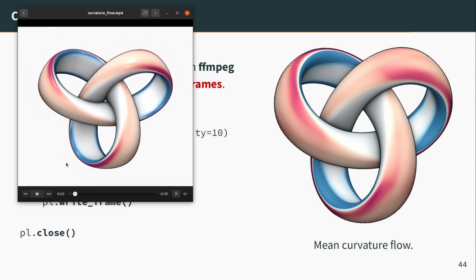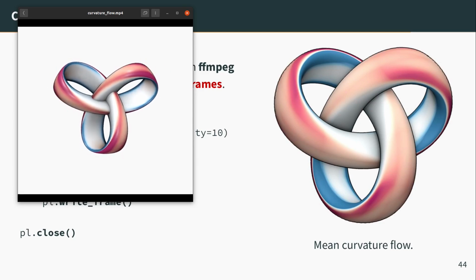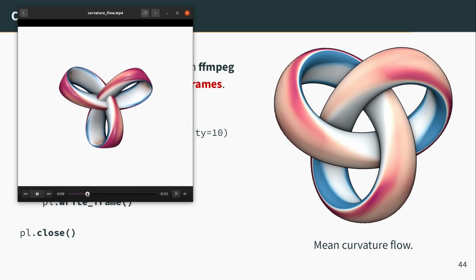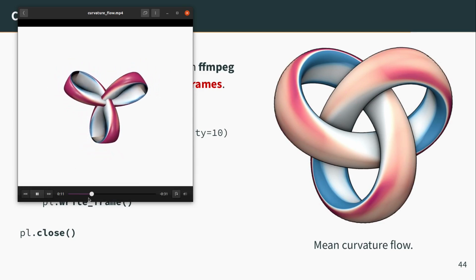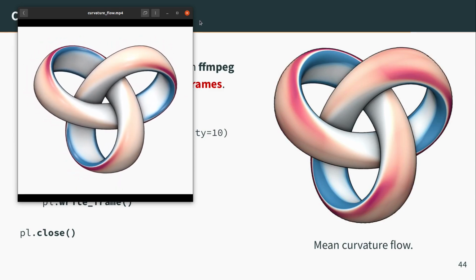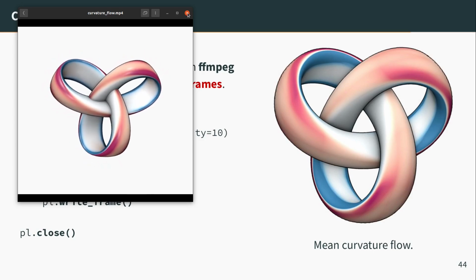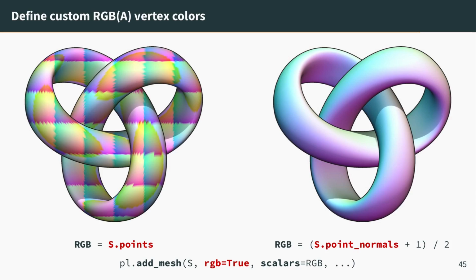Just basic curvature flow written using a simple Paraview loop, a simple VTK loop. Okay. Just to say that it works. It's so much easier than when I was a PhD student. That's completely insane.